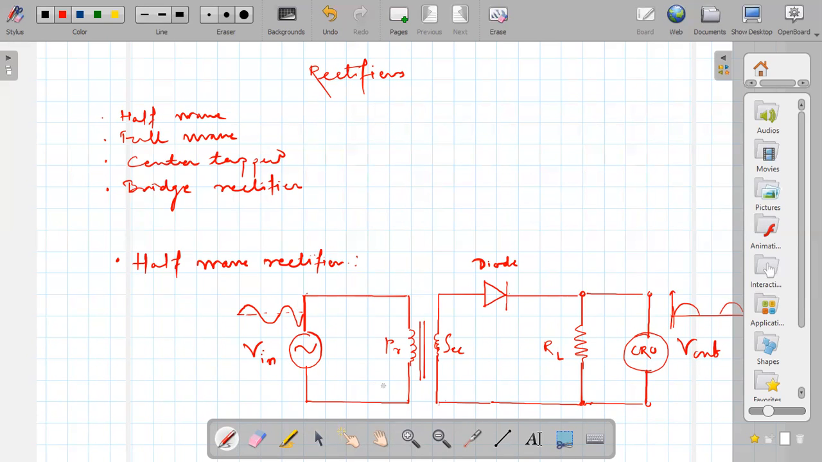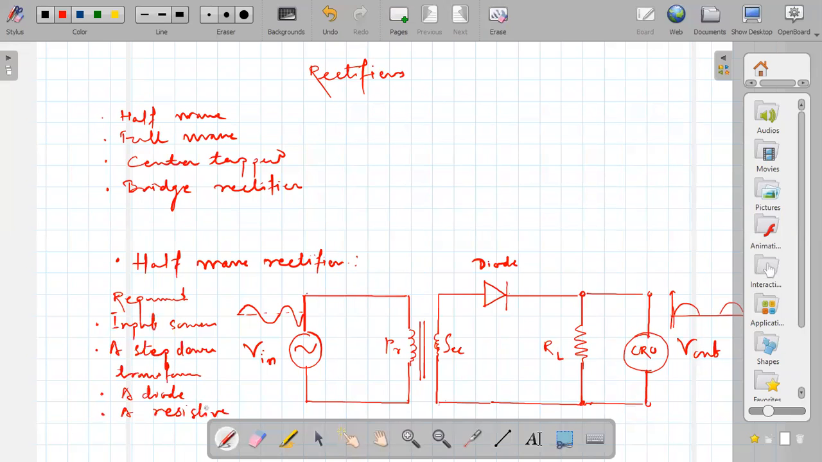Here I will write the requirements. Input source. Transformer. Which type of transformer is shown? Step down transformer. Then a diode, and a resistive load, or resistor, an external resistor. And a cathode ray oscilloscope to observe input as well as output.